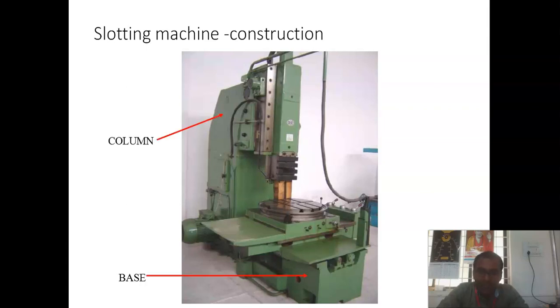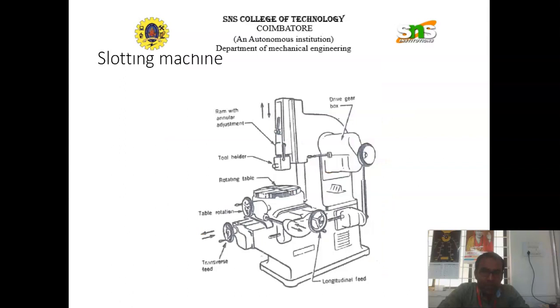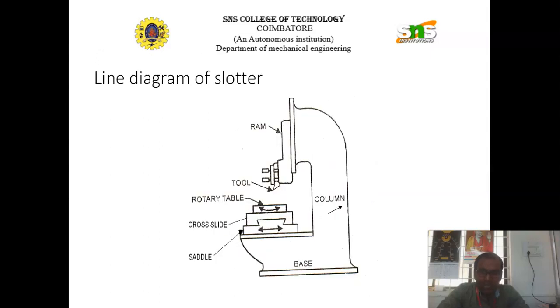This is the base, column. This is the ram portion. This is the circular table which is fitted in the slotter, and this is the saddle. This is the cross slide, and above it are the T slots, which are used to fit the workpiece. This is the tool head. This is the line diagram, or simplified diagram, of the slotting machine.